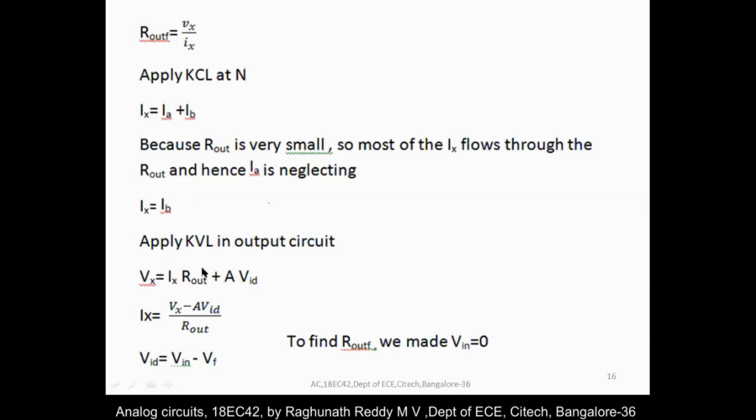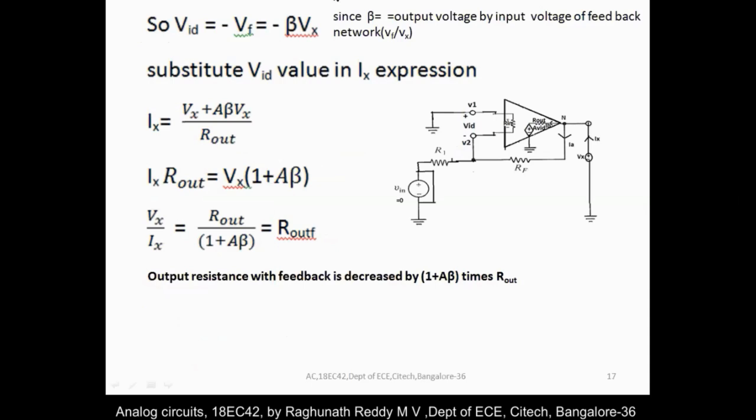Vx equals Ix into R out plus A into VID. Ix equals Vx minus A VID by R out. VID equals Vin minus Vf. You know that while calculating R out, Vin is 0, so VID equals minus Vf, that is equal to minus beta Vx. Substitute VID: Ix equals Vx plus A beta Vx by R out. Ix R out equals Vx into 1 plus A beta. Vx by Ix equals R out by 1 plus A beta. That is, the output resistance with feedback is decreased by 1 plus A beta times R out. This is the output resistance with feedback for the inverting amplifier.